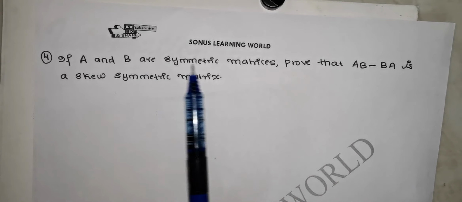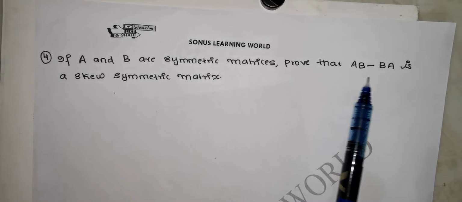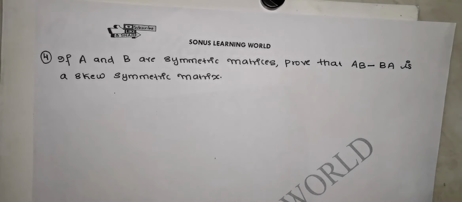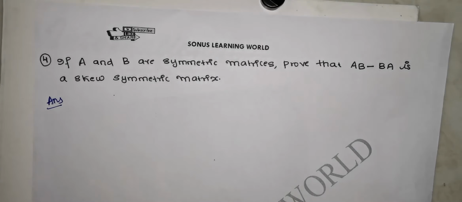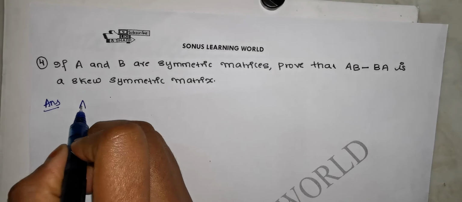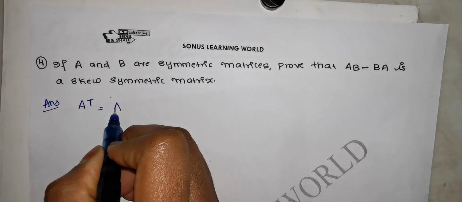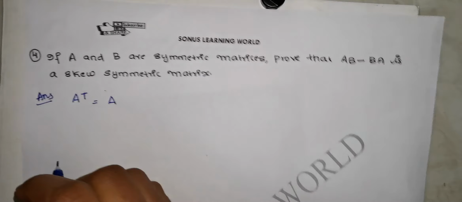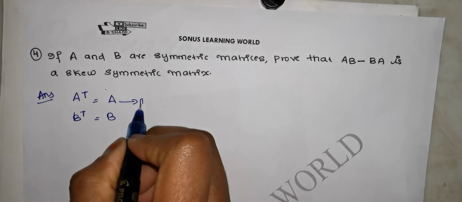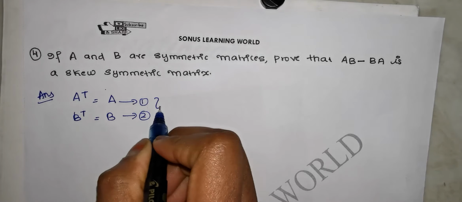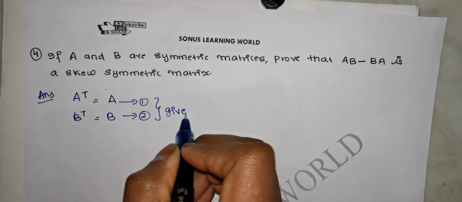If A and B are symmetric matrices, prove that AB minus BA is a skew symmetric matrix. So that is our question. So what is given in the question? Let us write what all things are given. The first thing is A and B are symmetric matrices. Symmetric matrices means A transpose is equal to A, and B is also a symmetric matrix, so B transpose is equal to B. These two are given in the question.